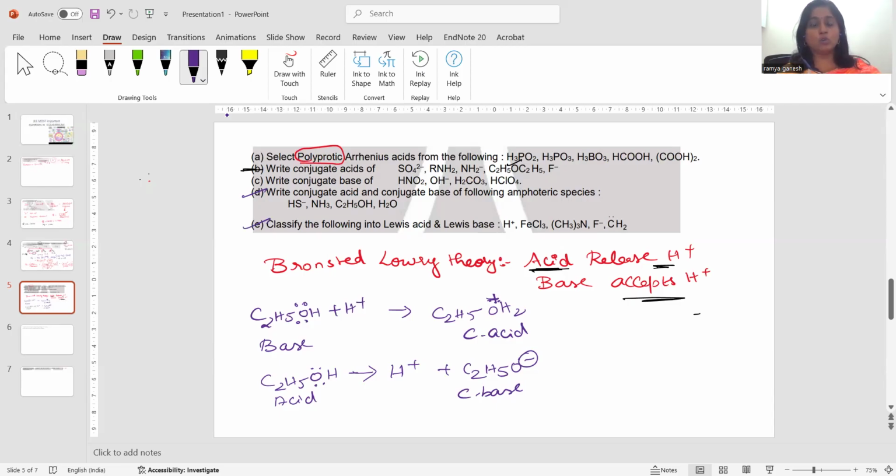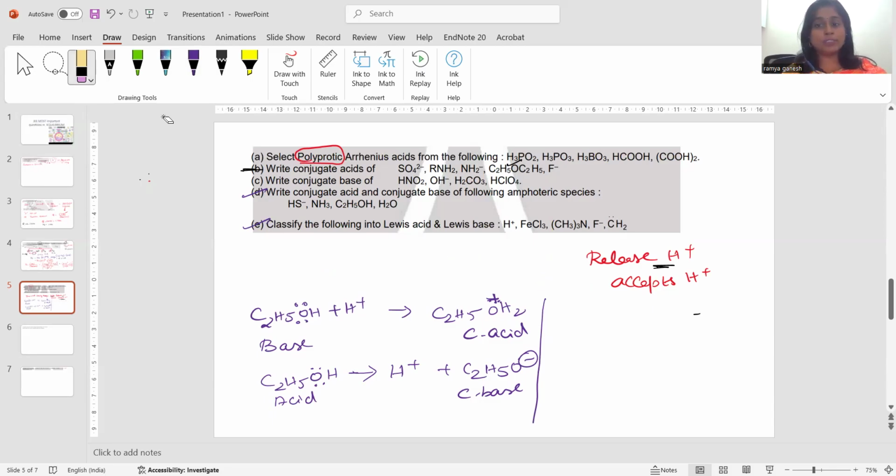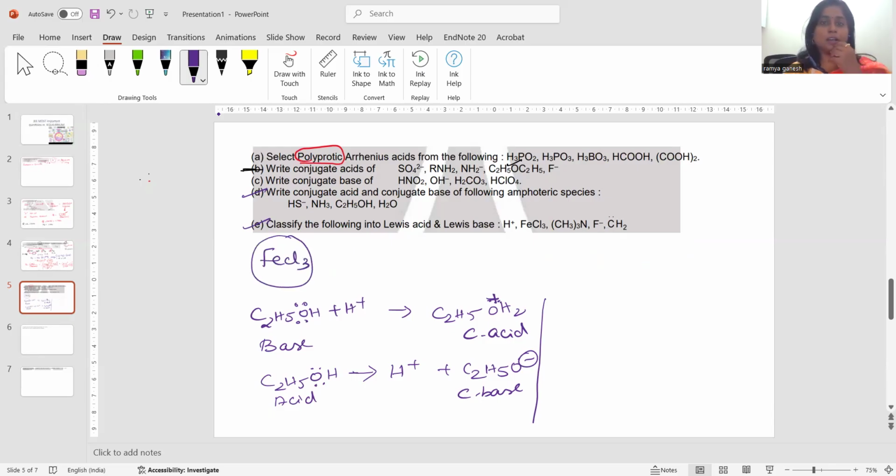The last one. Classify the following into Lewis acid and Lewis base. First we need to know what a Lewis acid and a Lewis base are. A Lewis acid is one which will accept electrons. A Lewis base is one which will donate electrons. Let us take up the case of FeCl3. It has a complete octet. So what will it be? Even though it has a complete octet, it has the ability to have vacant orbitals. Since it has vacant orbitals, it will act as a Lewis acid.